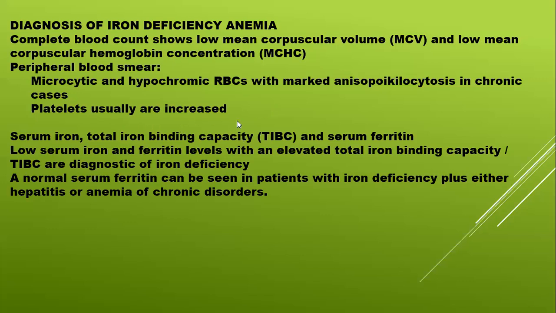Platelets increased usually. Then serum iron, total iron binding capacity and serum ferritin. Serum iron is low. Ferritin levels with an elevated total iron binding capacity should be evaluated. Total iron binding capacity are diagnostic for iron deficiency anemia.